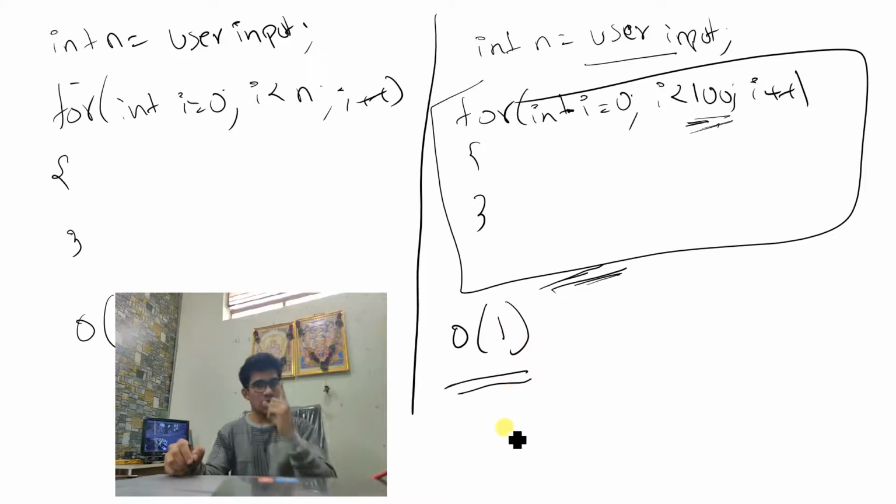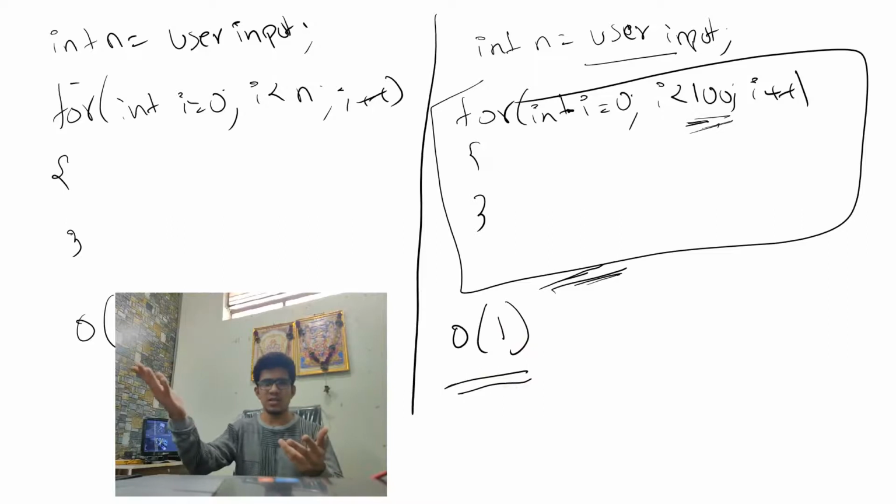Whenever you see order of 1, it doesn't mean it is taking 1 millisecond to execute. No, 1 is not a second there. 1 represents constant time. That can be 100 or 10,000 or even 1 crore, but it will take constant time only.